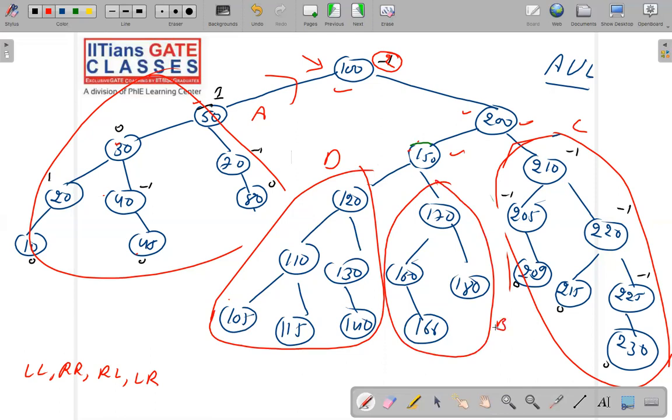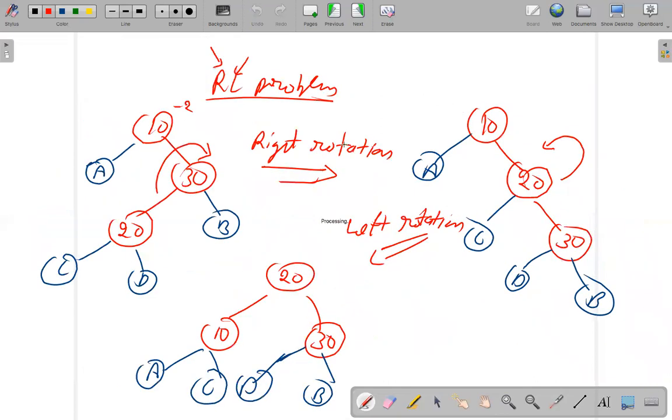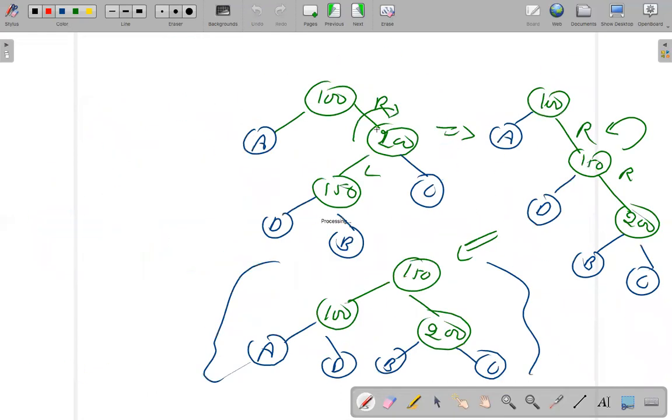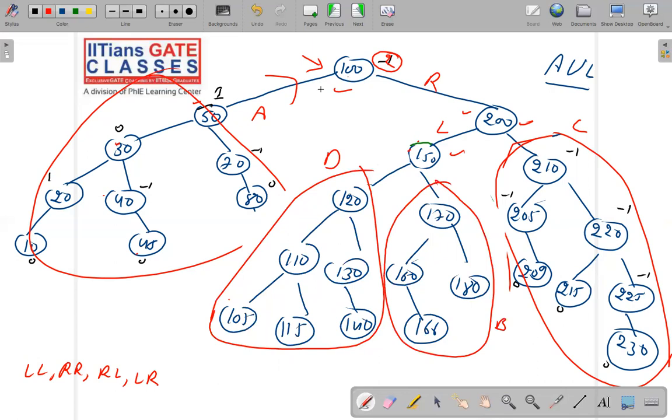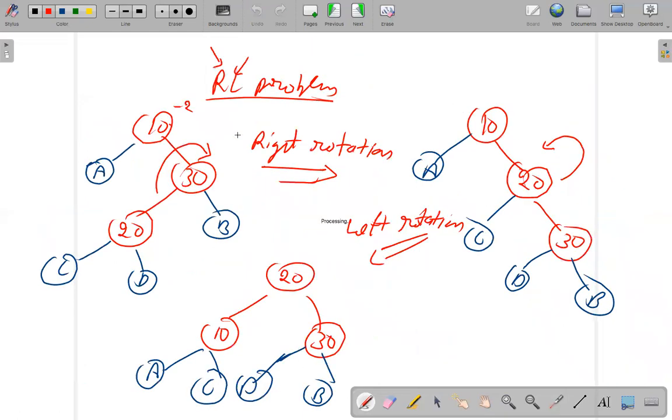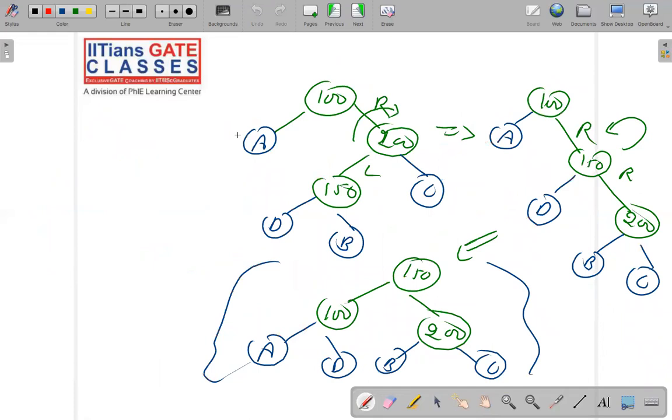So once we did the balancing algorithm for the RL problem, this is the RL problem, right? For the RL problem, we created the tree like this. Okay, I'm sorry. This is 100. On the left side of 100, we have A. A is this subtree. I just labeled this subtree because we don't have to consider the whole subtree. It is very difficult to show the rotation if I write down the whole subtree here, right?